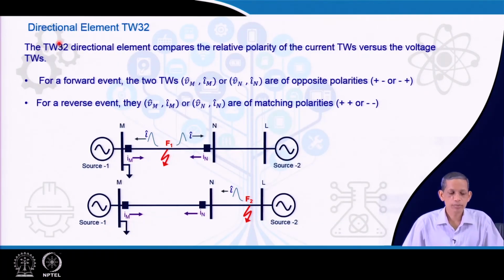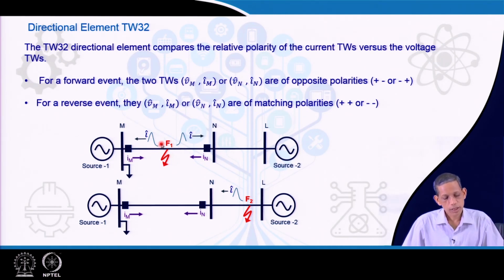Directional element TW32, in a similar perspective, considers both voltage and current signals. So, for a forward event, the two travelling waves Vm and Im or Vn and In at both locations. So, individual locations will check the direction, forward or reverse, just like any directional relay. For a forward event they are of opposite polarity, plus minus or minus plus. Forward means this relay looks forward to this side and this relay looks forward to this one. So, Vm Im will be of opposite sign, and for a reverse event Vm Im will be of the same sign. Now, why?